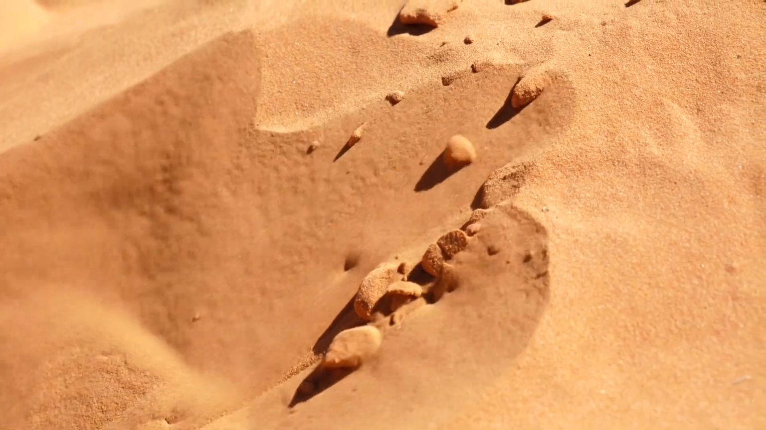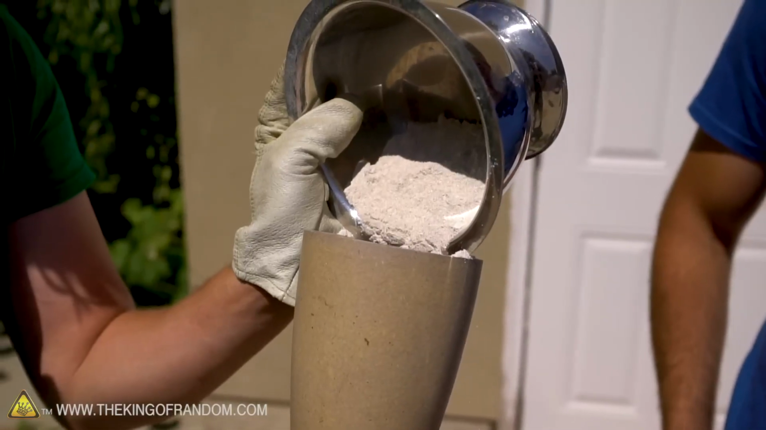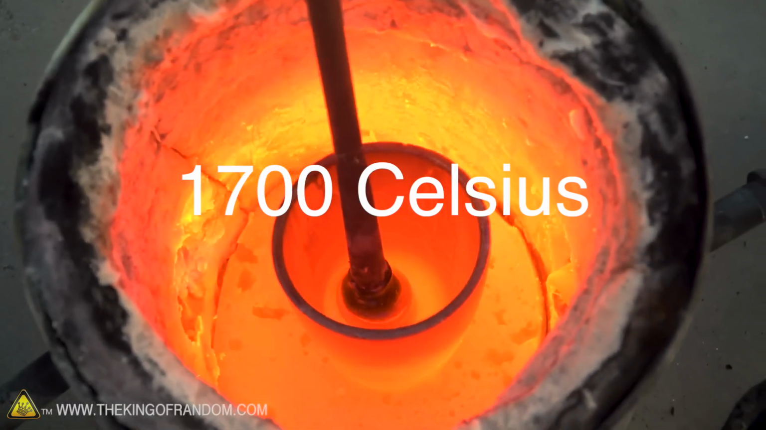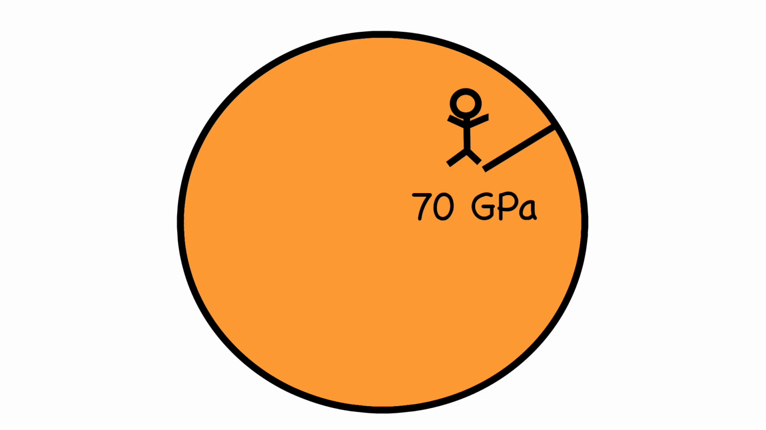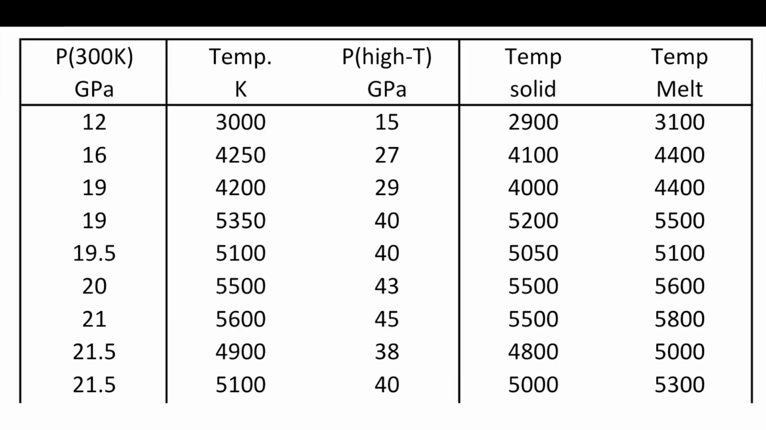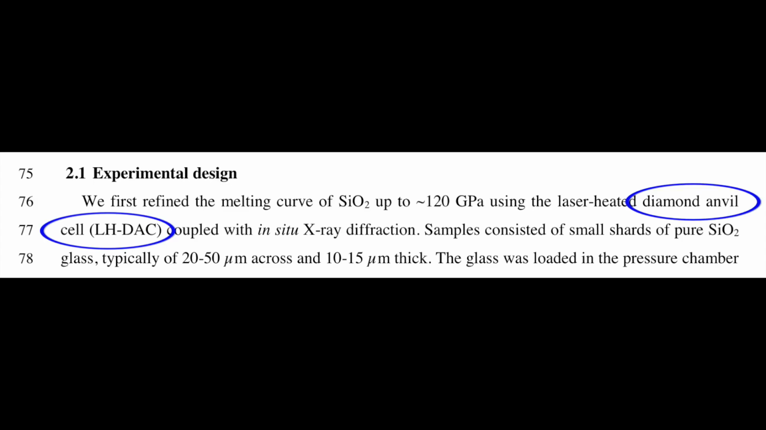Sand is solid at room temperature and pressure. TKOR has a video where they melt sand. At room pressure, you can melt sand at 1700 Celsius, but what about at 70 gigapascals, a million atmospheres? The paper Melting Behavior of Silicon Dioxide has a table of melting points all the way up to 120 gigapascals, which is amazing. They use something called a diamond anvil cell.